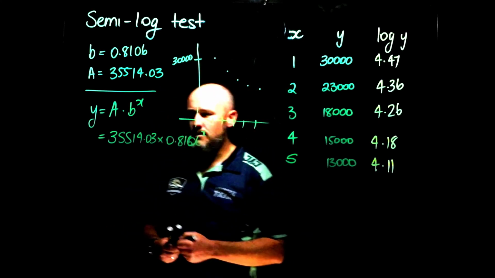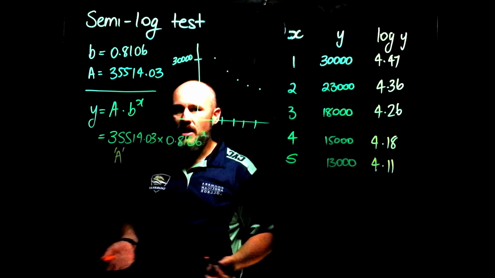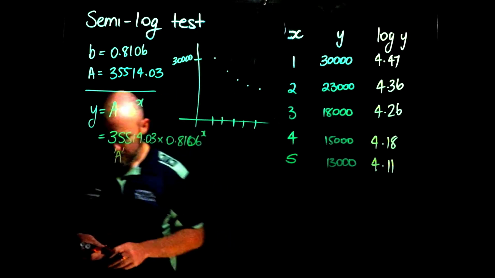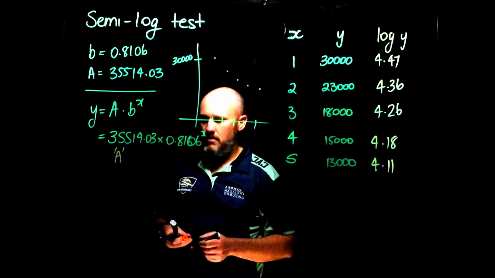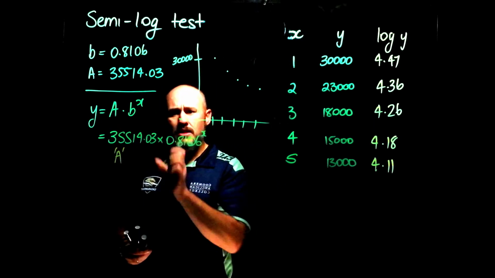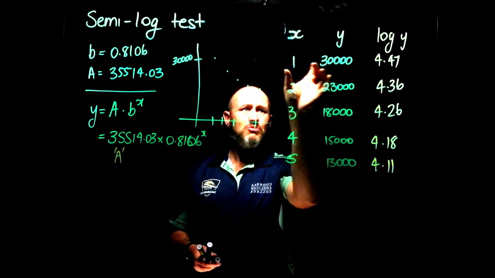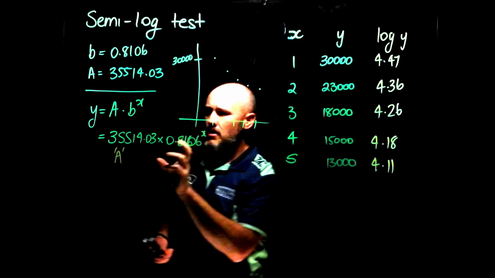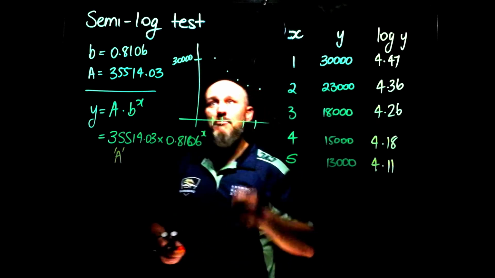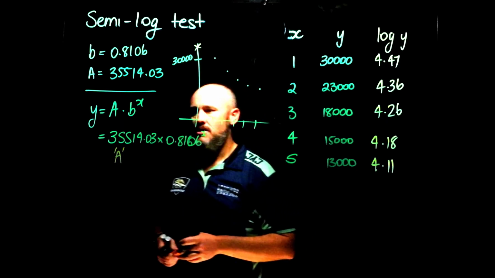So remember, first of all, this value, which is our a, that was the initial value of the car. And that makes sense because if we go back to the data, 30,000 was after one time period, whatever that is. Here, 35,514 makes sense as our y-intercept. So we're pretty happy with that. It's about, I don't know, there. Now, it's a little bit lower than I'd expect, but that's okay. We're modelling. It's not an exact situation.